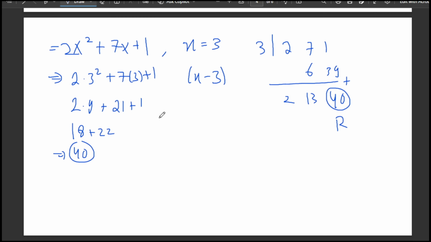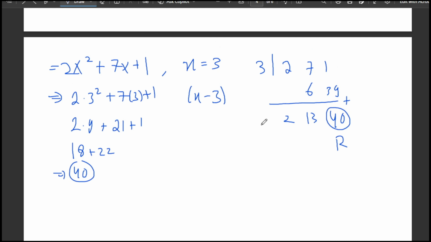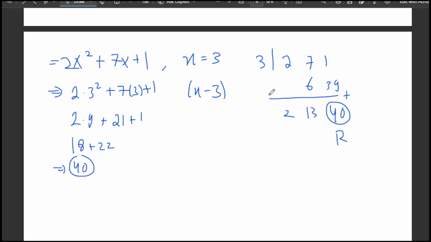Well, that's a shortcut. It's clearly faster to use the remainder theorem with synthetic division. Okay, let's do another example. What if we had x cubed plus x squared plus 2x plus 1?